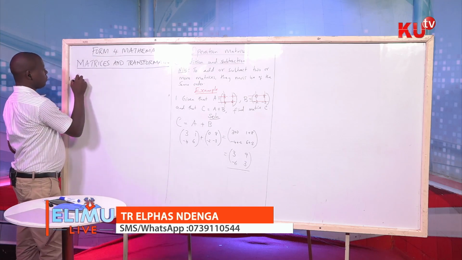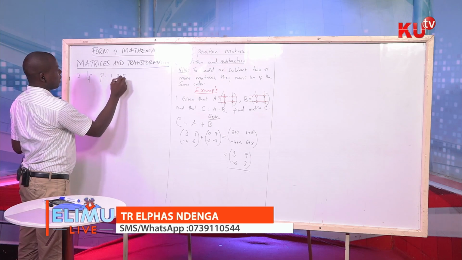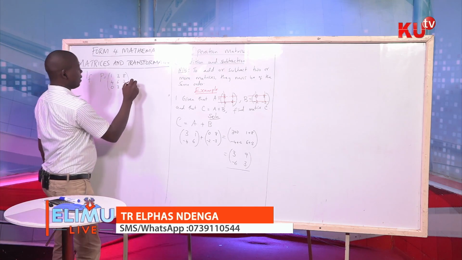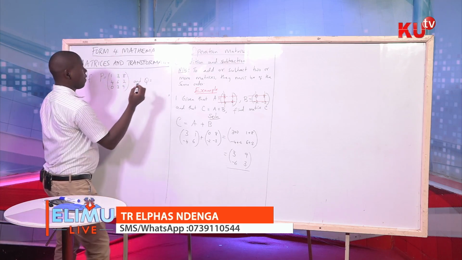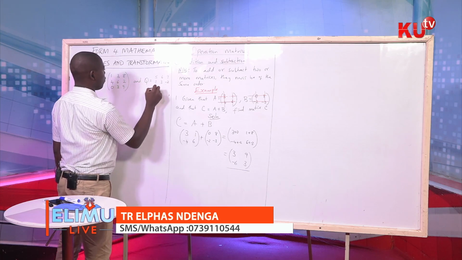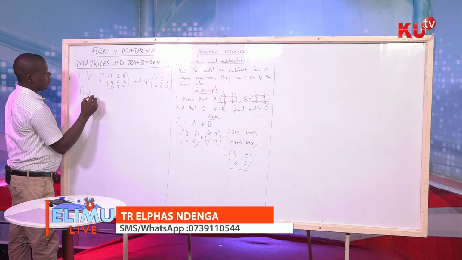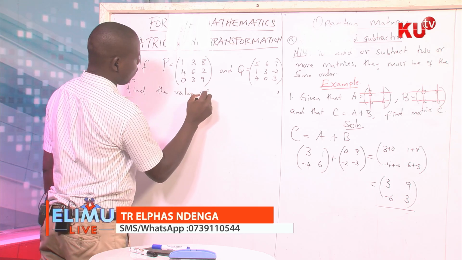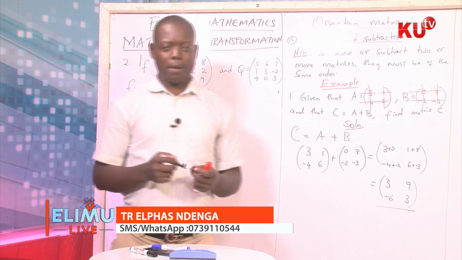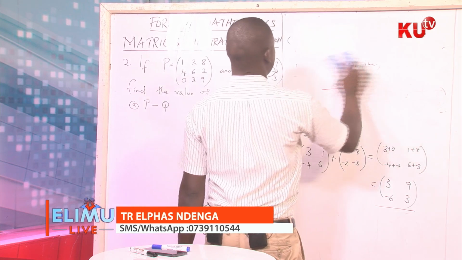Example 2. If P is the matrix 1, 3, 8, 4, 6, 2, 0, 3, 9, and Q is the matrix 5, 6, 7, 1, 3, negative 2, 4, 0, 3, find the value of part A, P minus Q. We find the value of the matrix P minus Q.